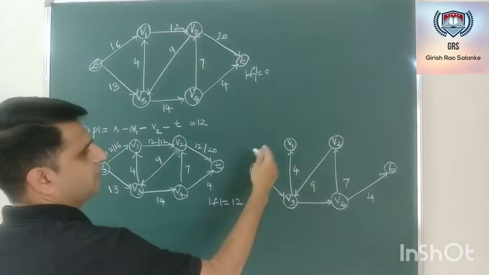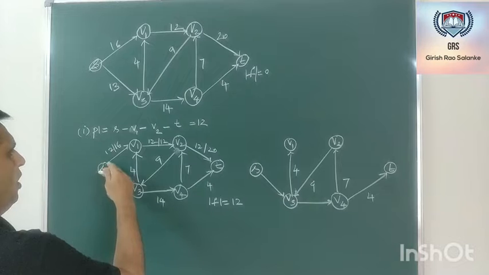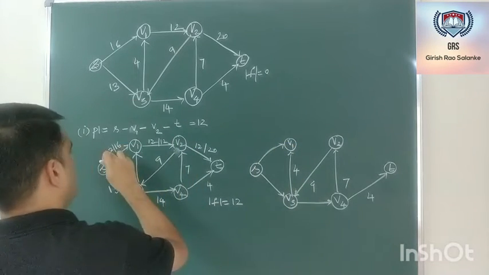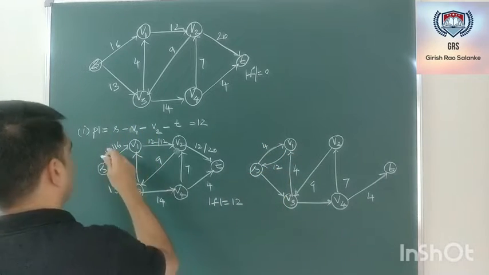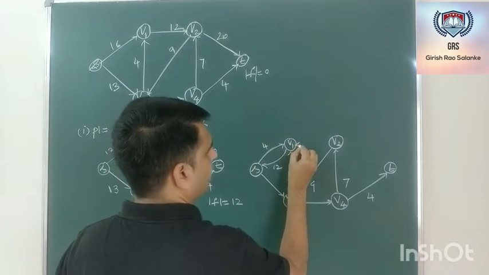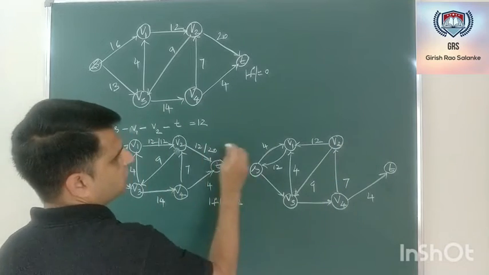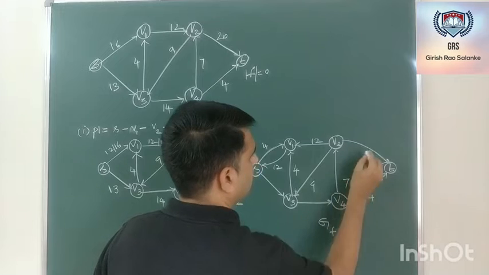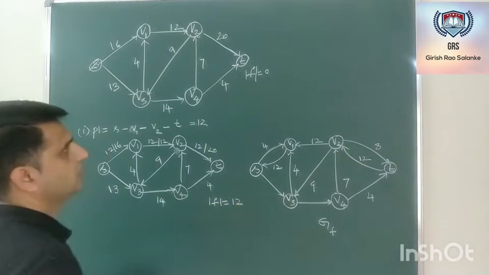Only those edges which I have considered I need to change. S to T, 12 units. So there will be a forward edge as well as a backward edge. Forward edge is 16 minus 12, 4. Backward edge is the flow, that is 12. Now flow and capacity are both the same, hence I can have only a backward edge. Next, 20 minus 12 is 8. So in the residual graph, 8. This will be 12. So this is the first step.